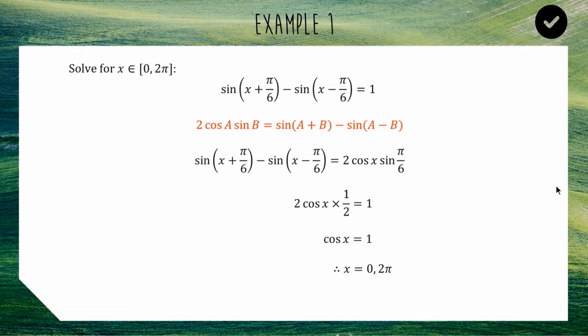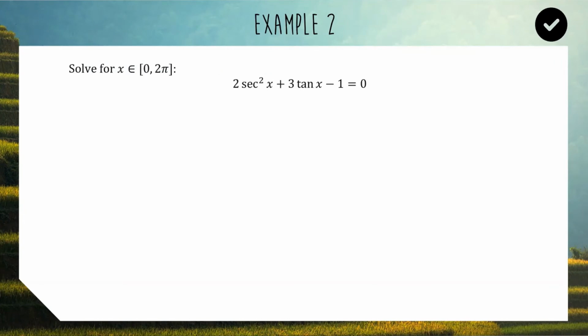Okay, up to our next one. All right, so for our next one, we are solving from 0 to 2 pi, and we have 2 sec squared x plus 3 tan x minus 1 is equal to 0.